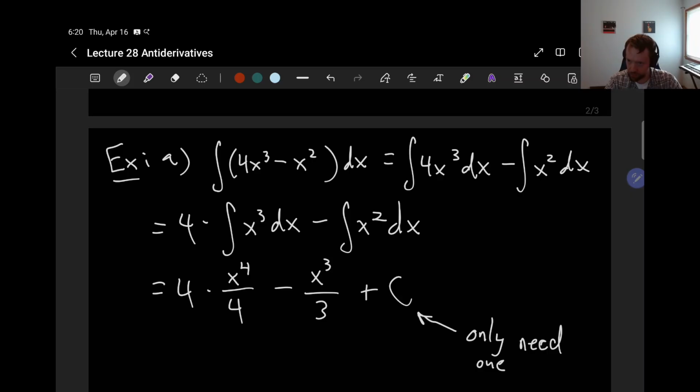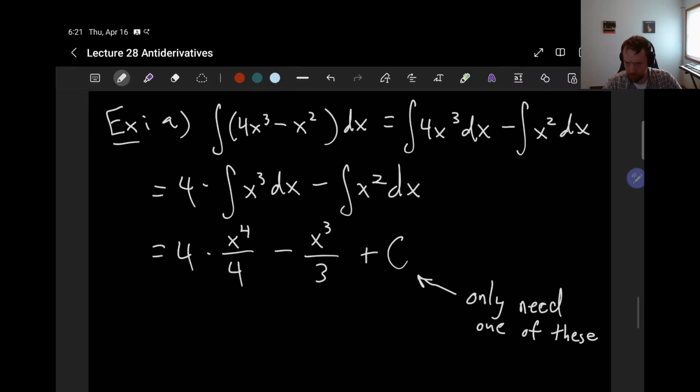But you do need to write it once, so don't forget that. It'll count you wrong in Pearson if you don't have a plus c. And I think you need to write it as a capital C as well.